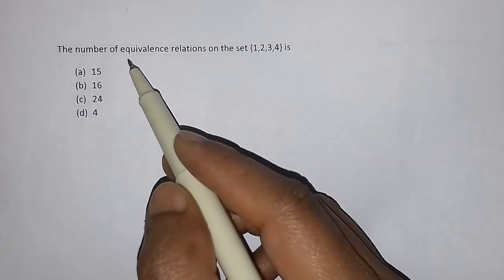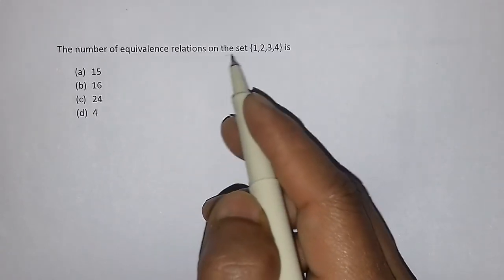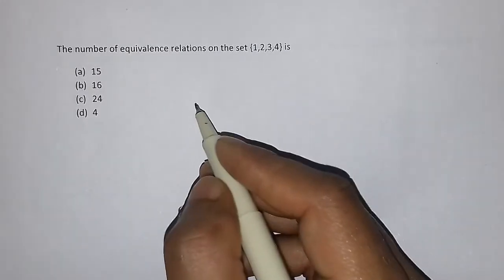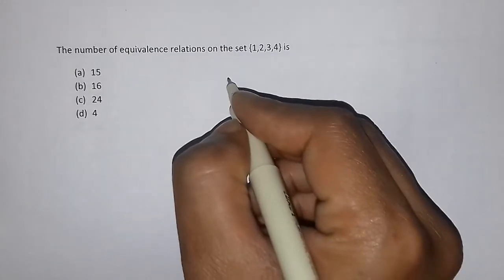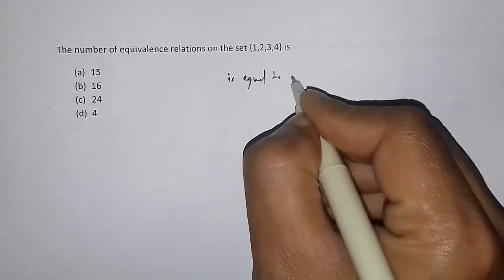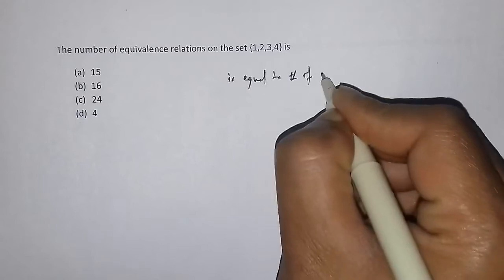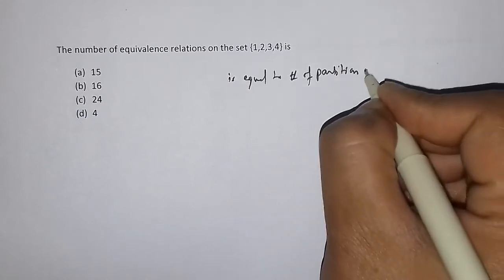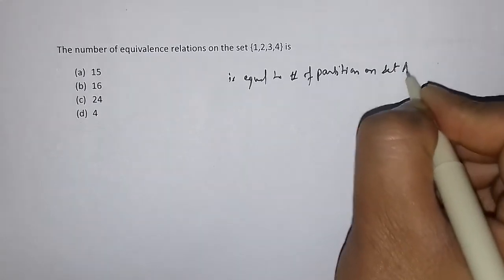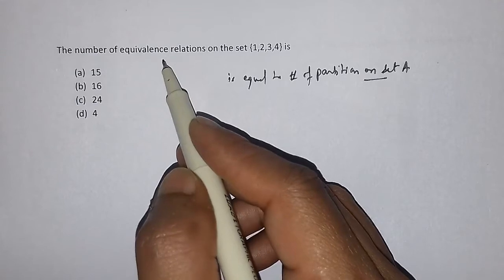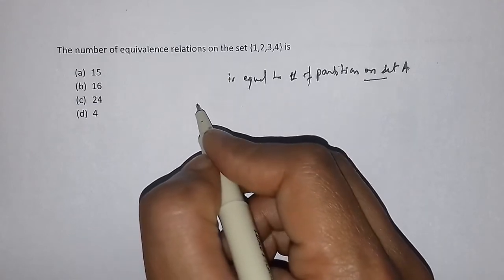The given question: the number of equivalence relations on the set {1, 2, 3, 4} is. In general, it is equal to the number of partitions on any set A. But we have to find the number of equivalence relations, so you can use the triangle method.